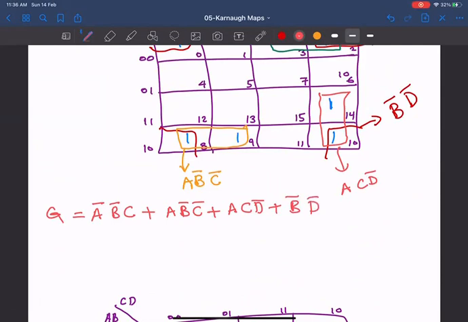Now I challenge you to try Boolean algebra and try to minimize this expression to a sum of product form, of course. You will not be able to do that because it's already the simplest form.